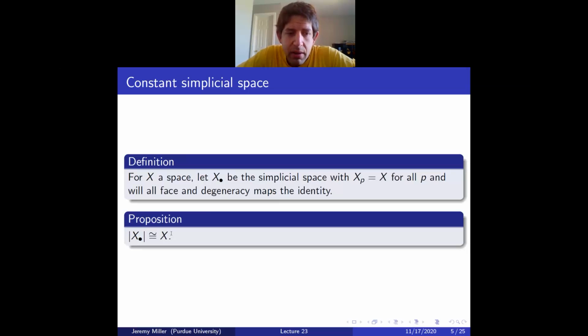When you write down the formula for the thin geometric realization, you collapse everything that's in the image of a degeneracy, so you just collapse all the higher simplices down. If you write out the formula, you'll just observe this.